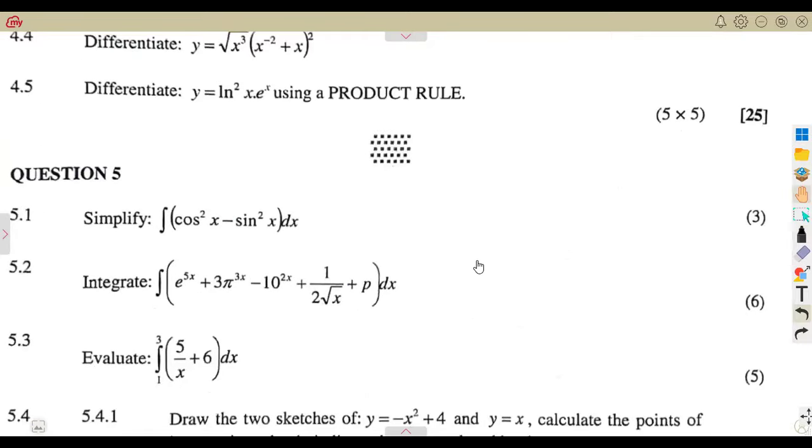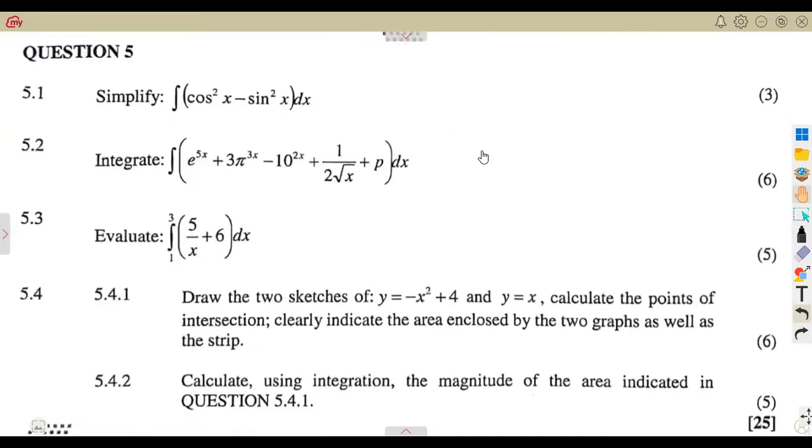So that was it, guys, for 25 marks on our question 4. 25 marks, which is actually enough for us to try to balance at least 20 out of 25 or something like that, so that you aim for a distinction.